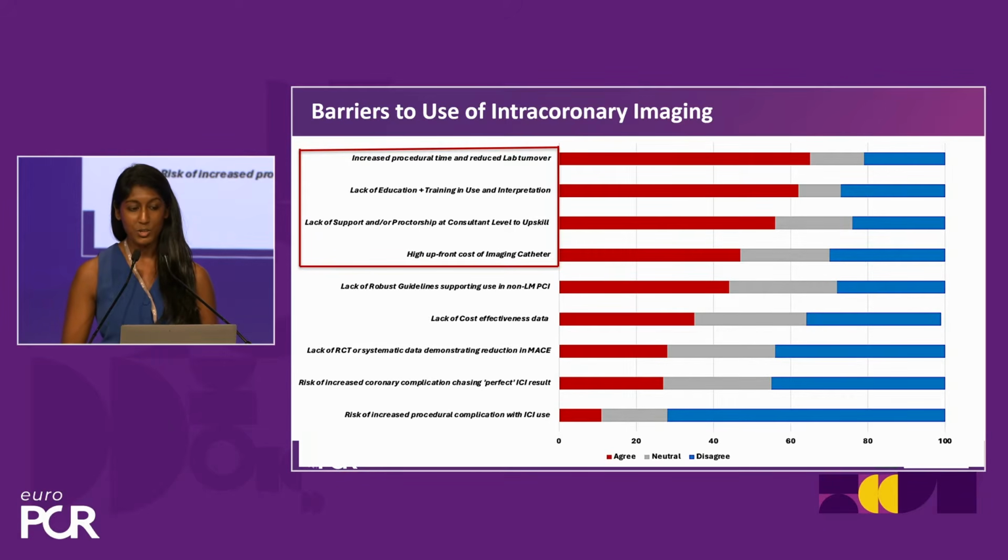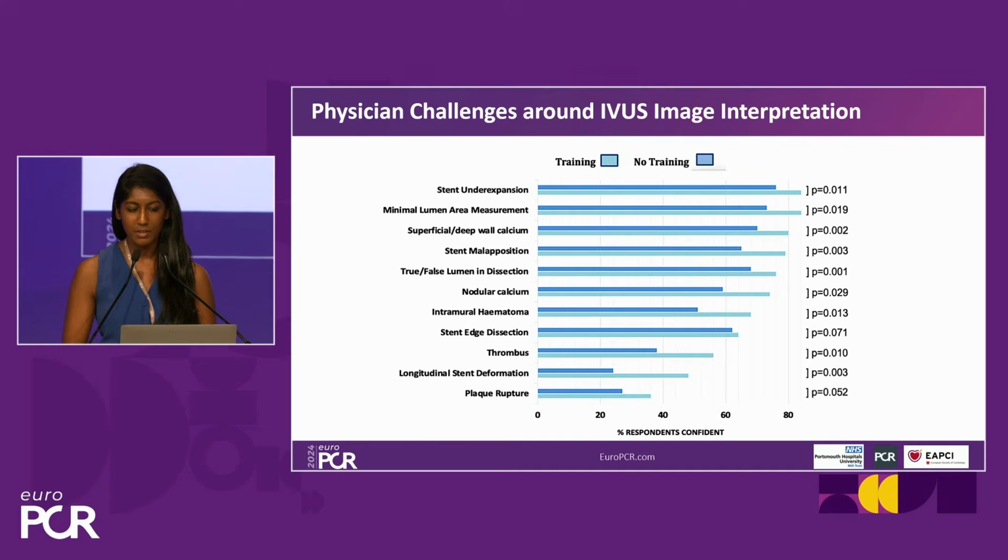Lack of education and training was an issue. Lack of support and proctorship once you become an attending or a consultant was an issue. And the high upfront cost of the catheter. We also looked at physician challenges around interpreting imaging by imaging etiology, and we found that if you did have formal training and fellowship, which is the green bar, you felt much more confident in interpreting etiologies than if you didn't have training, which is the blue bar, and these were statistically significant.